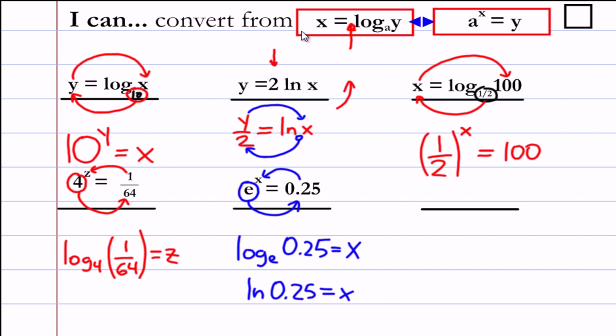Last example, 2 to the w equals x. Again, we start with the base, so the base is 2. Go across the equation sign to pick up the neighbor, so log base 2 of x, and come back for the last term.